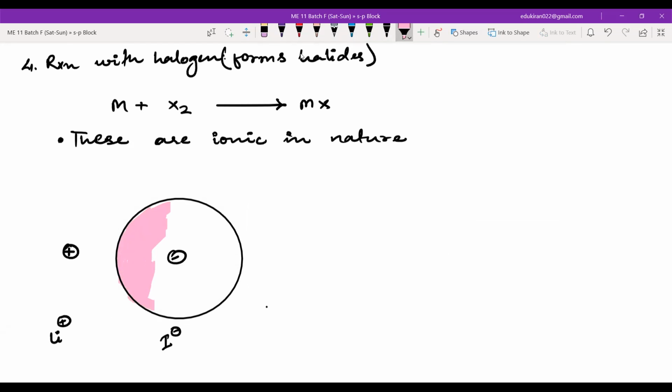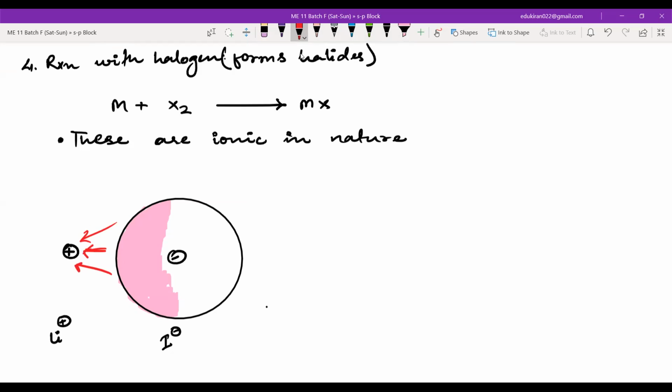But one thing is for sure, this part of iodine will be attracted by the lithium. Yes or no, guys? The electron that is present in iodine will be attracted by the positive charge of lithium, correct? Yes.